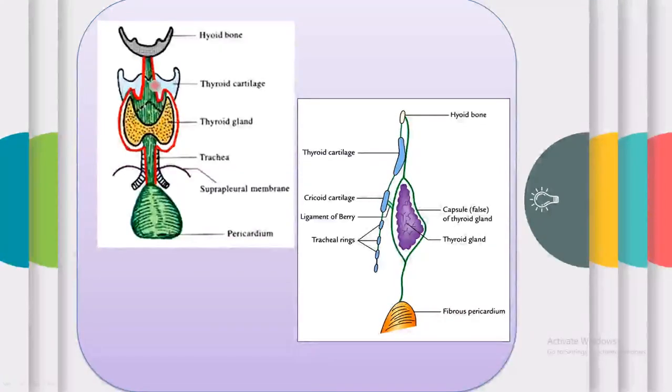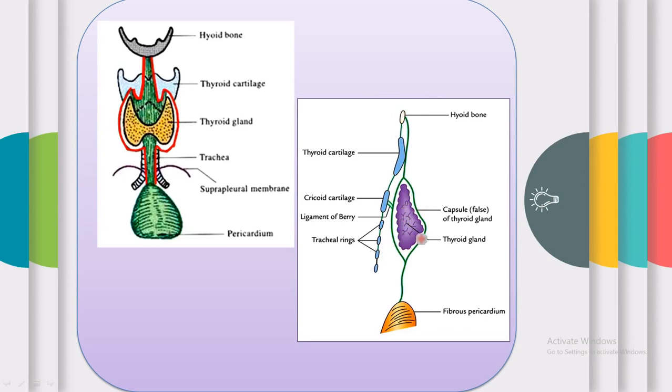When we trace above, the pretracheal layer is attached to the hyoid bone in the midline, the oblique line of the thyroid cartilage, and to the cricoid cartilage through the ligament of Berry. The attachment of pretracheal fascia to the hyoid bone, thyroid cartilage and cricoid cartilage allows the thyroid gland to move up and down with the larynx during swallowing.